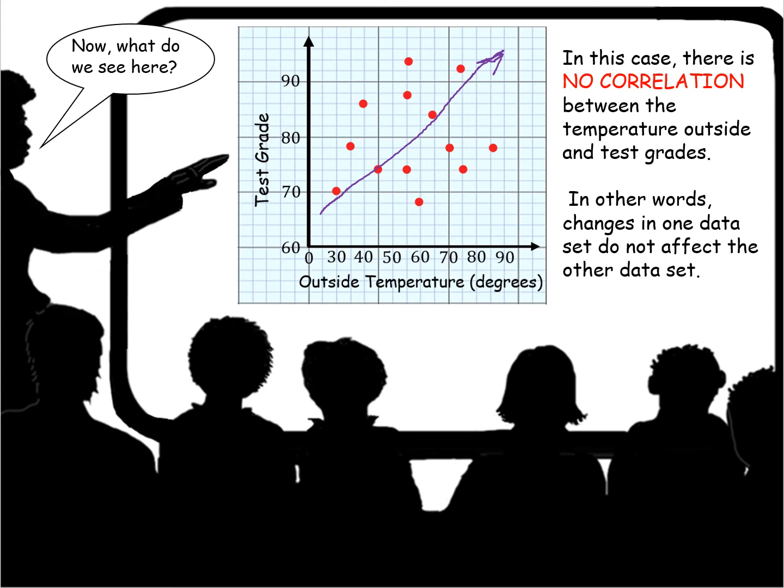It's neither a negative nor a positive relationship here. The reality is there's no relationship here. So there's no correlation between the temperature outside and test grades. In other words, the changes in one data set are not affecting the other data set.